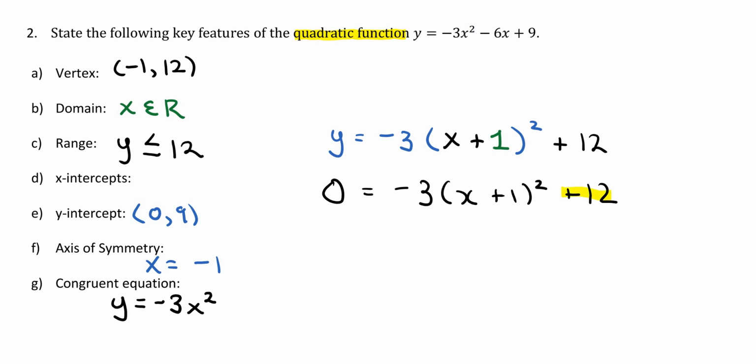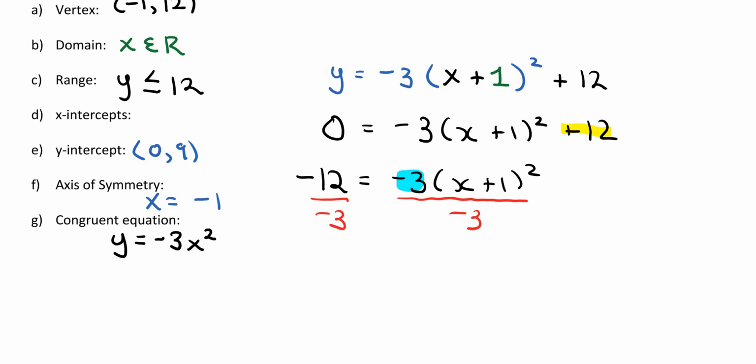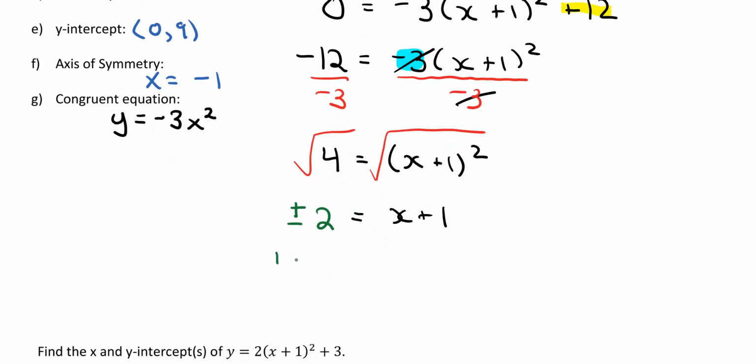Okay, so we take our plus 12 and move that to the other side, so I get -12 here. Since we have a -3 here, we can divide both sides by -3. So -12 divided by -3 is going to be 4, and that cancels off, and I have (x + 1) squared. From here, if you take the square root of both sides, the square root of 4 is 2, but remember it's plus or minus 2 equals x plus 1, and then we just subtract 1 from both sides.